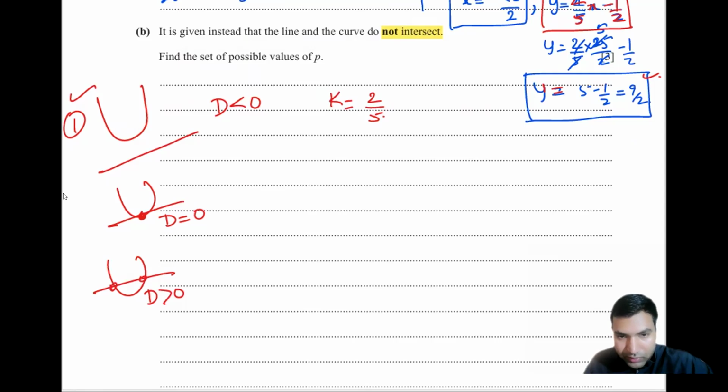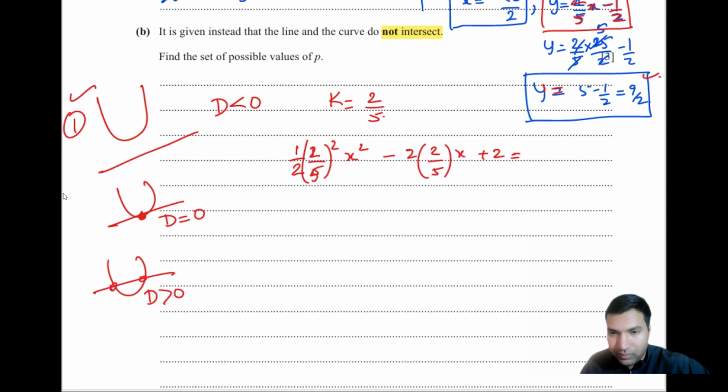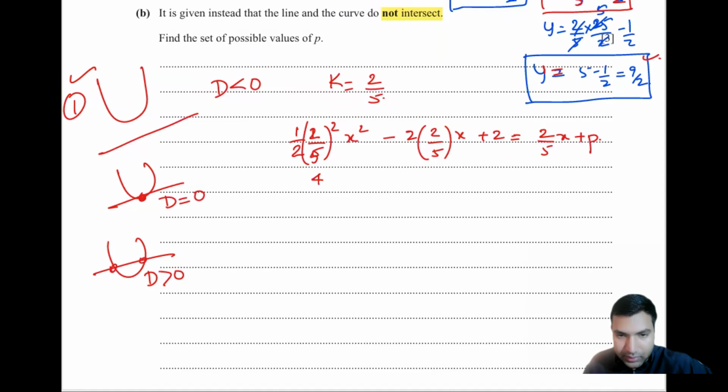So I'll just plug in the value of k in the equation. So which is 1 by 2, equation of the curve, k squared, where k is 2 by 5, whole squared, x squared minus 2kx, k is 2/5 x plus 2 is equal to the y equation, which is kx plus p. So 2 by 5x plus p, right? Now I'll arrange it out. I'll get 4 by 25 and then 2 here, x squared minus 4 by 5x plus 2 is equal to 2/5 of x plus p.